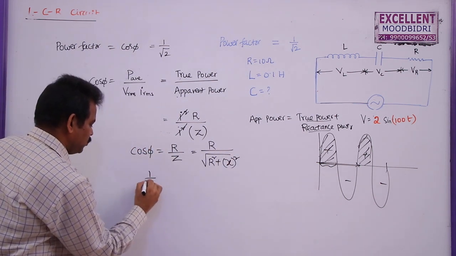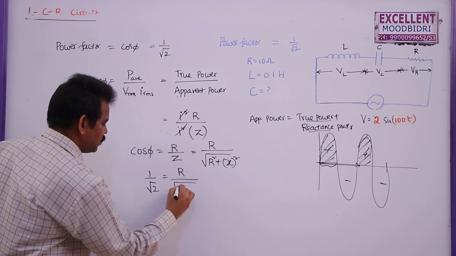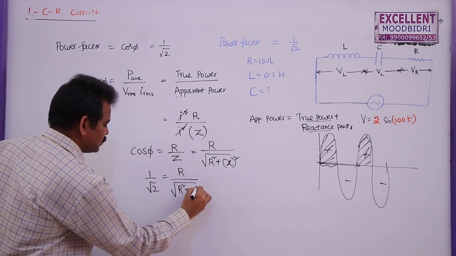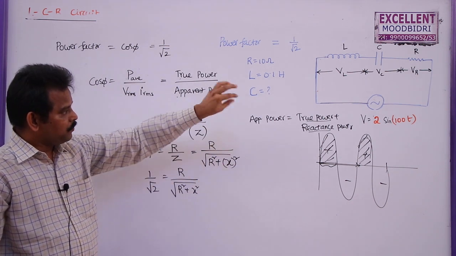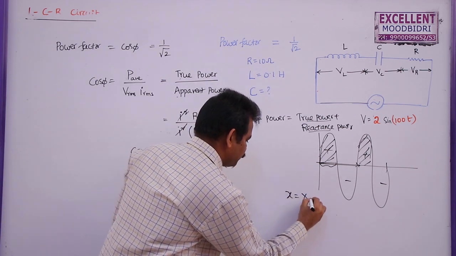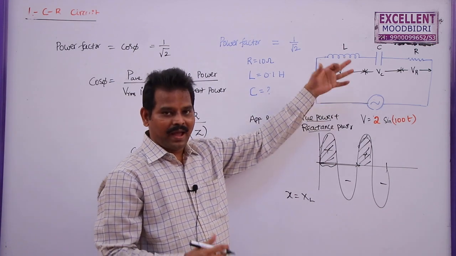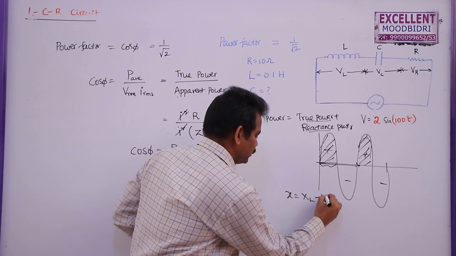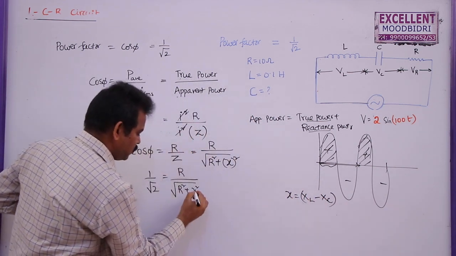Now the cos phi value is 1 by root 2, which is equal to R by root over R square plus X square. Remember students, this X is not the reactance of inductor or reactance of capacitor. Here X is the combination of these two. But remember, we cannot simply add these two. We should write this as XL minus XC. So instead of XL minus XC, I am going to write X square.